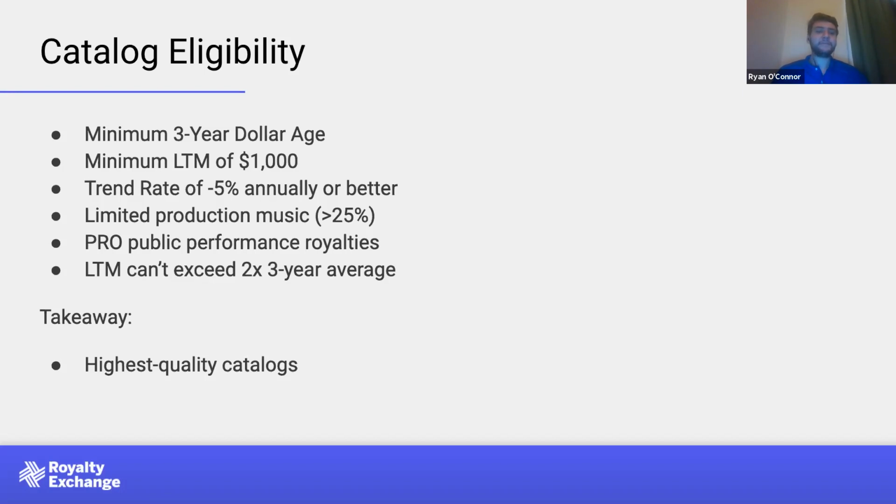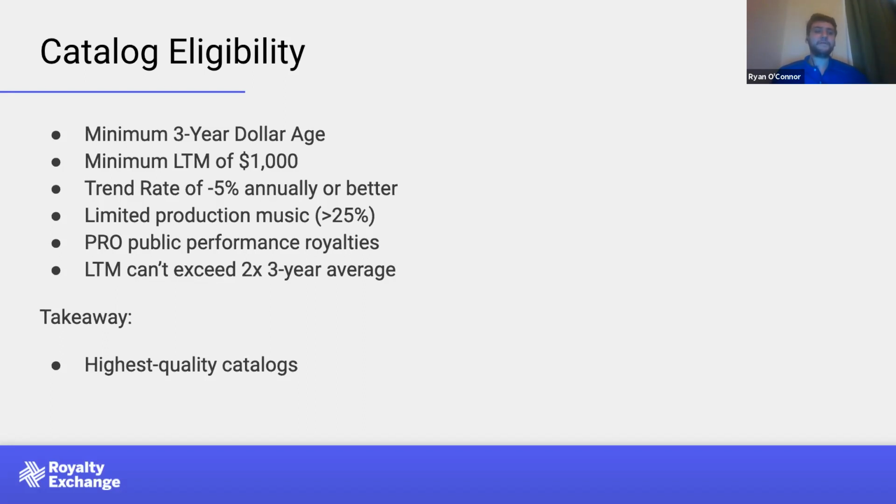And then the last one, and this is again to shield you from huge spikes in the last 3 years, but essentially the LTM, the last 12 months, can't exceed more than 2 times the 3-year average. So if a catalog in the last 3 years has annually earned $1,000, and then in the last year it earned $10,000, there's too much going on there that can cause significant declines in the future for the investor.